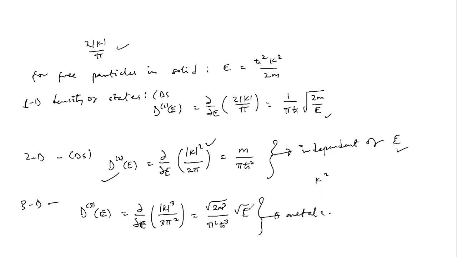Unlike in free space, now if we plot the E versus k, that is the energy versus the wave number curve in the periodic lattice, you see it varies. Hence, the density of states as a function of E has to be modified in solids. And then the Fermi energy is the highest energy level occupied by the valence electrons in a solid at 0 Kelvin. Okay?